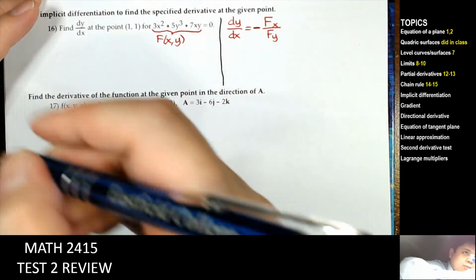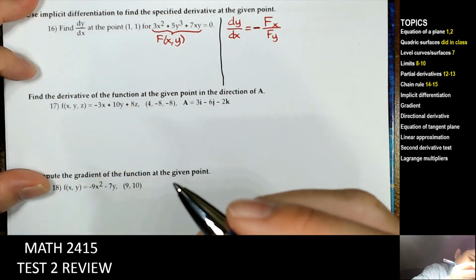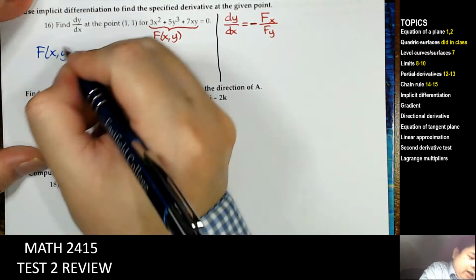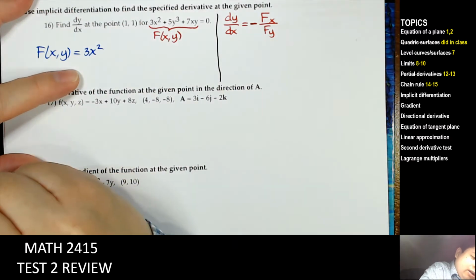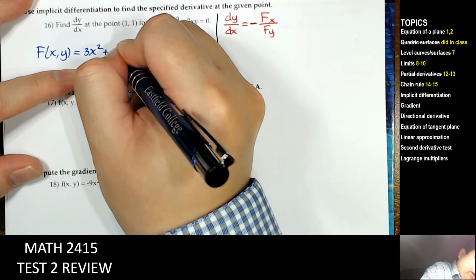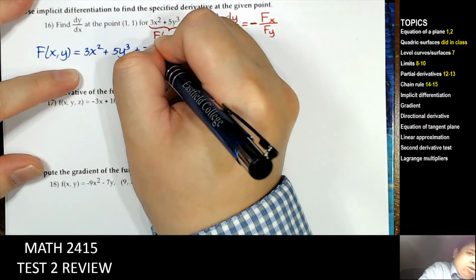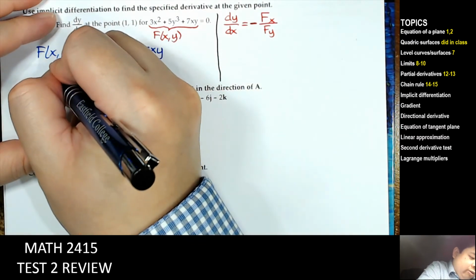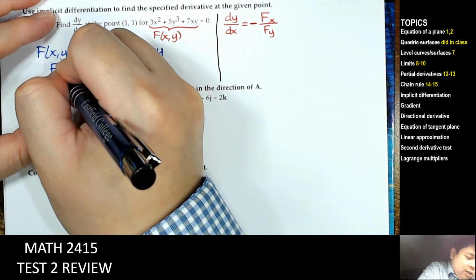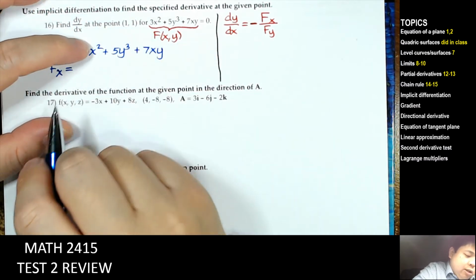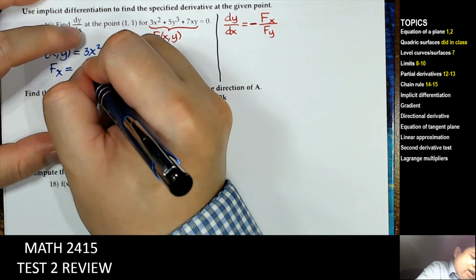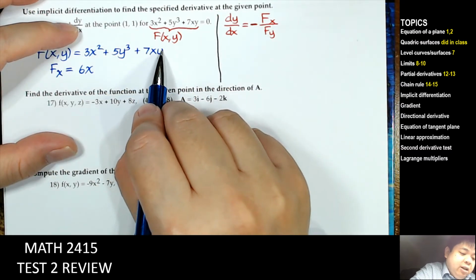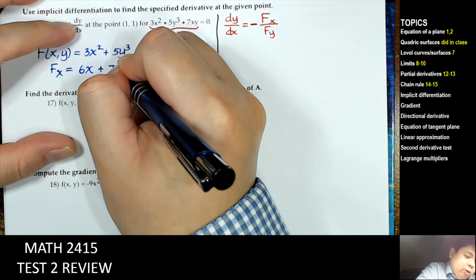So first, the function is 3x squared, 5y cubed, plus 7xy. Then we take the derivative with respect to x. Partial derivative with respect to x, that will be 6x. x will be 7 times y, 6x plus 7y.